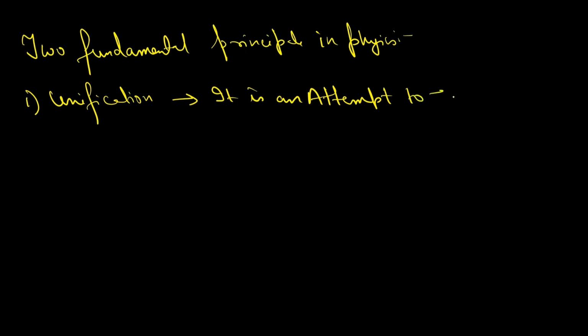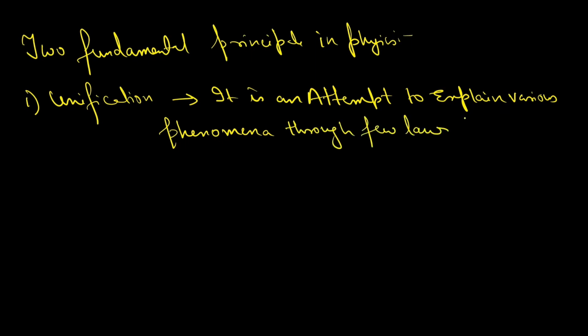It is an attempt to explain various phenomena through few laws. For example, we have a marker. It will go down. It is a free fall. Earth's rotation around the sun is also gravitation. Satellites rotating in their orbit is also gravitation. It is the universal law of gravitation. Because of that, all these phenomena you can explain.